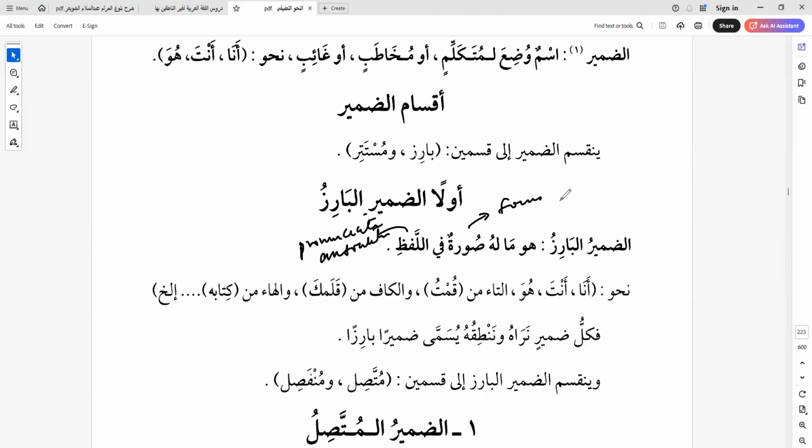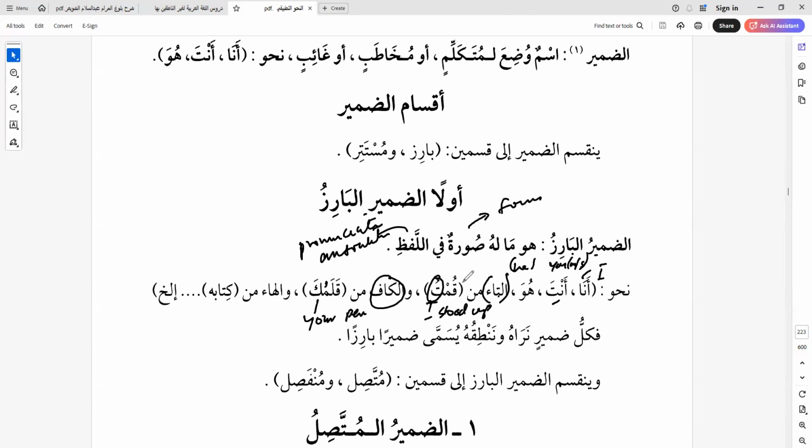It has a surah. For instance, ana, I, anta, you, masculine, singular, huwa, he. Ta, this ta is also damir, like in kumtu, I stood up. So where is the I? This ta. Well, kaf, like kalamuka, your pen. So this kaf is damir. Why is it bari? We can see it.